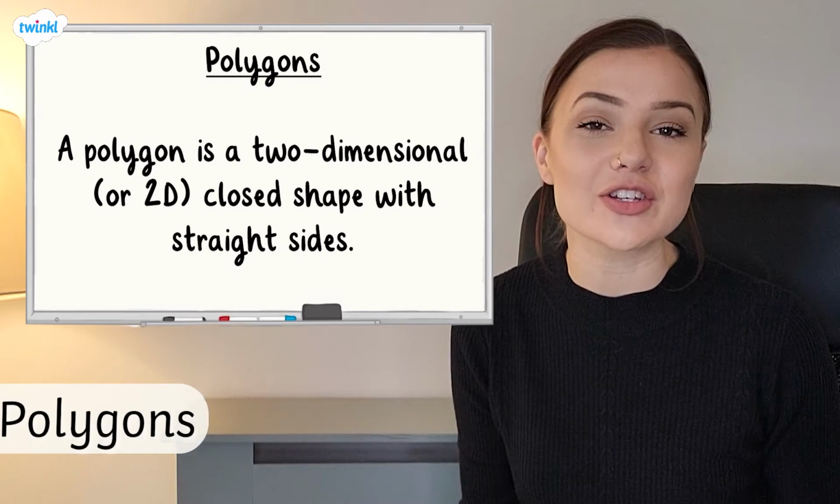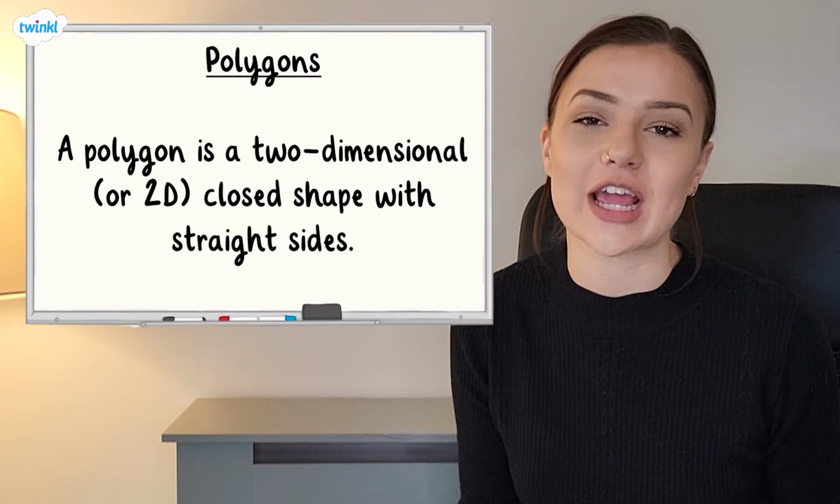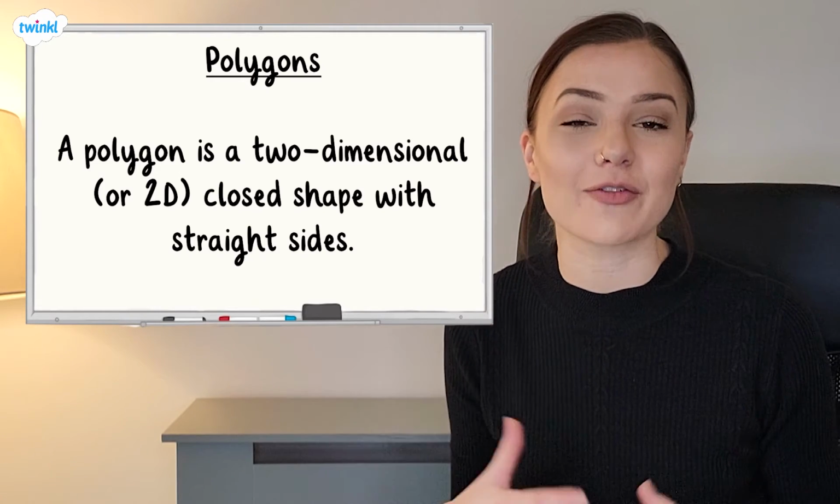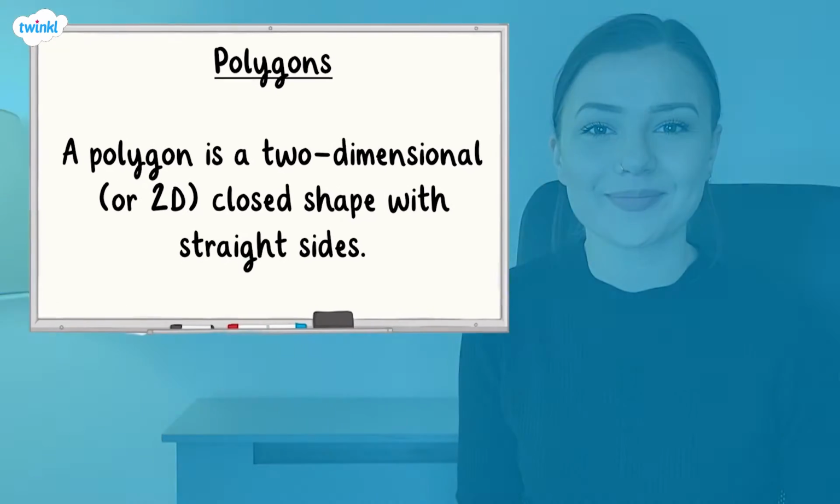This video is here to help you to calculate the perimeter of polygons. A polygon is a two-dimensional or 2D closed shape with straight sides, and these are all examples of polygons.